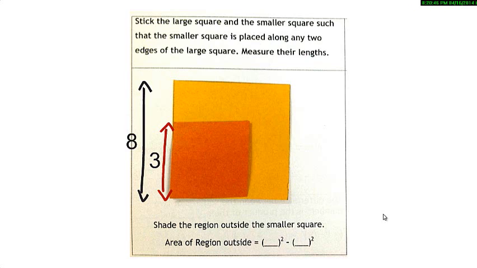Can you find the length of the large square outside the smaller square? Let me mark it for you. I am interested in this length. Is it not 8 minus 3? That is the length of the large square minus the length of the small square.